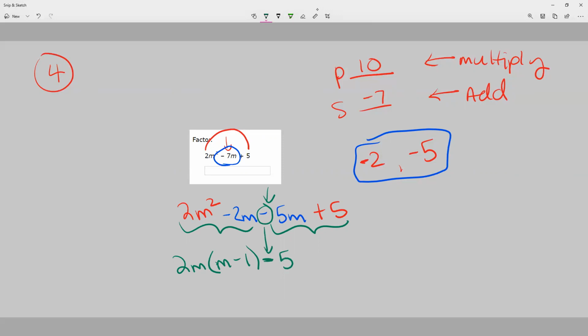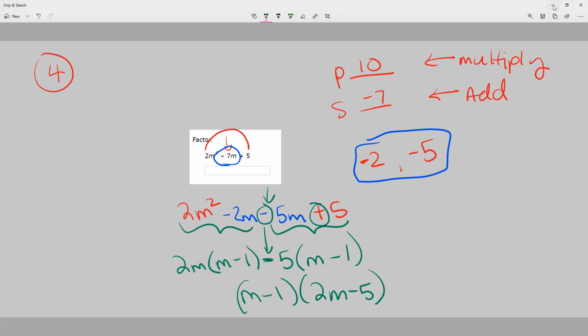So I'm taking out a negative 5, which is going to change the sign here to a negative, because if I divide out a negative, it's going to leave a negative. Negative times negative is what's going to make that positive. So my answer is m minus 1 and 2m minus 5.